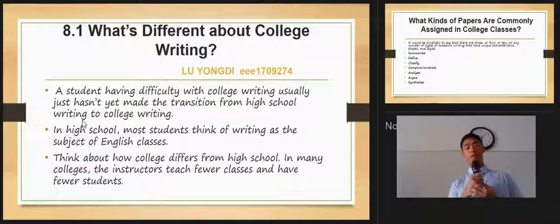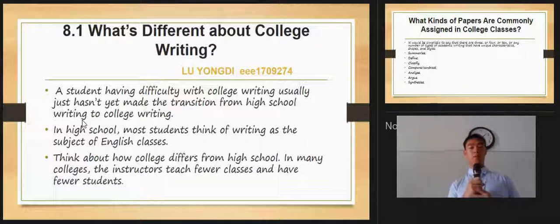A student having difficulty with college writing usually just hasn't yet made the transition from high school writing to college writing. In high school, most students think of writing as the subject of English classes. Thus, many high school English instructors focus on specific limited goals. In addition, while college students have highly diverse backgrounds, the skills of college students are less reliable than in the average high school class. Think about how college differs from high school.